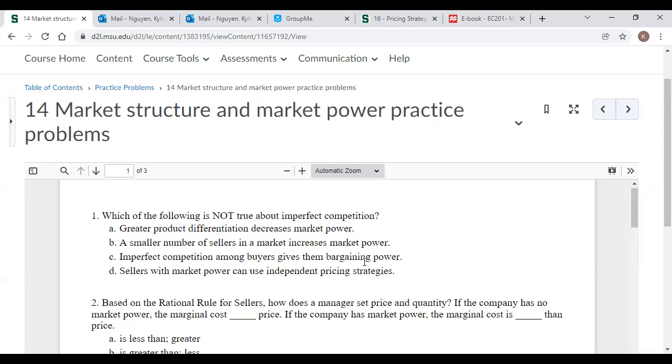Yeah, imperfect competition lets you change prices to how you please. And obviously, if prices are changing, there's going to be lower and higher prices. Buyers are obviously going to be buying from the lower prices. D, sellers with market power can use independent pricing strategies. The whole idea of market power is that you have the ability to change your price without losing many customers. And so that gives way to an independent pricing strategy because you can change your price to how you please and you don't need to worry about losing customers. Is there any questions about that?